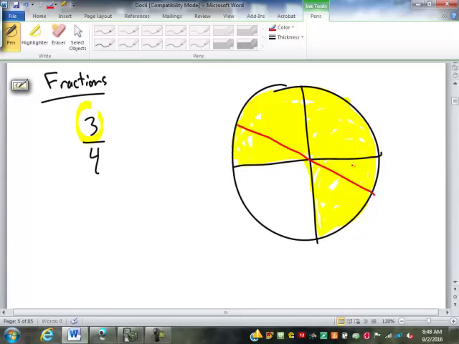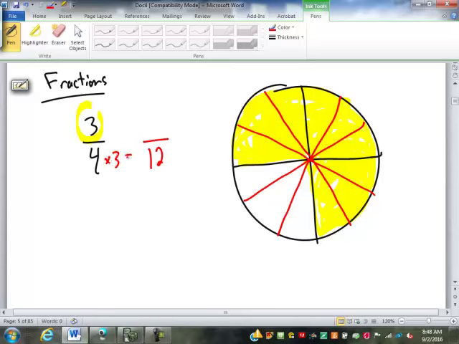the slices. I'm going to cut each slice into 3 equal slices. Pretend these are equal. Now, how many slices or how many pieces does it take to make one whole object? Kind of what comes out to 12, right? I had 4 before. Each of them got cut into 3, so 4 times 3 makes 12.